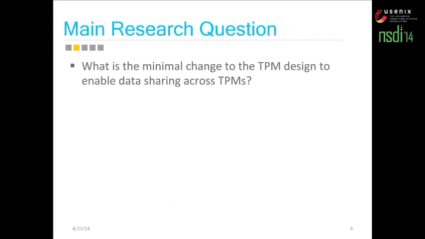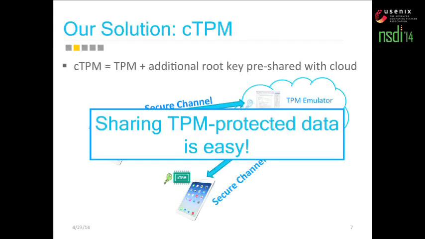So the main research question in this work is, what is the minimal change we can make to the TPM design to enable sharing of TPM-protected data? Our answer to this question is cTPM, which is short for Cloud TPM. As indicated by the name, a cTPM is a TPM chip that can use cloud services to provide extra features, including this key migration.